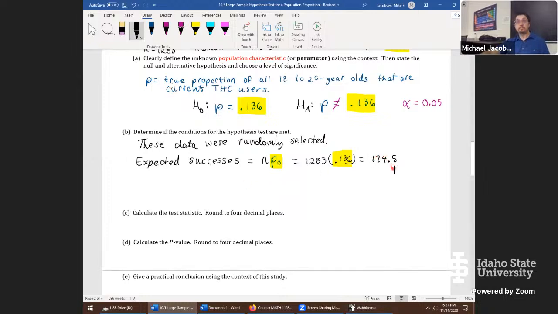It's kind of weird rounding to a decimal, but these things are typically decimal answers when you see these. Then after we have expected successes, we can calculate the expected failures. There is a formula. It's going to be the one I almost accidentally wrote in here, 1,283 times 1 minus 0.36. But honestly, the fastest way to get it is just take the sample size again, 1,283.